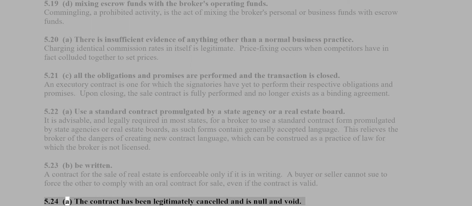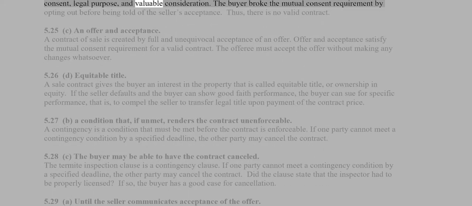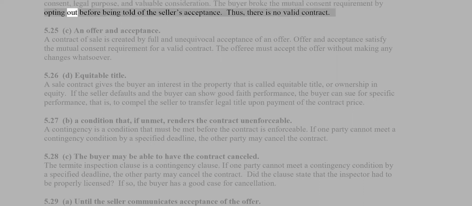5.24 A. The contract has been legitimately cancelled and is null and void. To be valid, a contract must meet the criteria of competent parties, voluntary act of good faith, mutual consent, legal purpose, and valuable consideration. The buyer broke the mutual consent requirement by opting out before being told of the seller's acceptance. Thus, there is no valid contract.